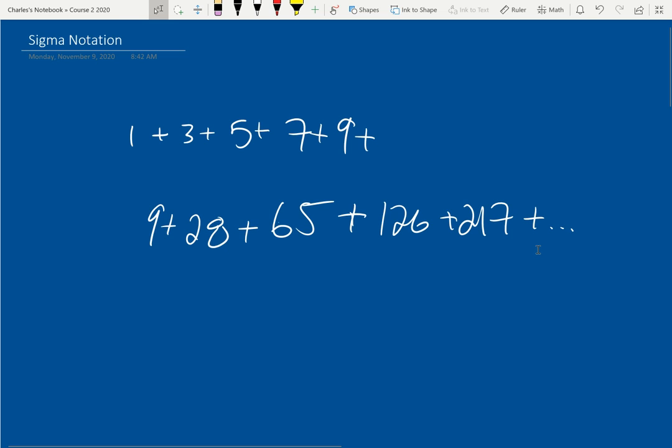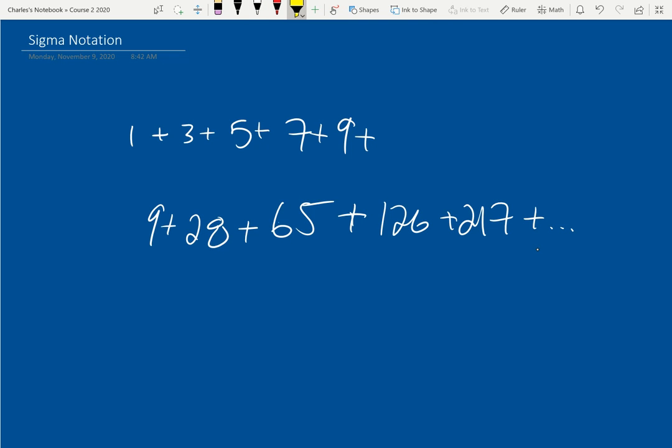All right, so I'm going to give you a brief little introduction to something in math that we call sigma notation. And I'll tell you what it is in a second. It's a way that we can do something that is going to come up in the future often. And it's just adding numbers, but it's adding numbers that have a pattern.